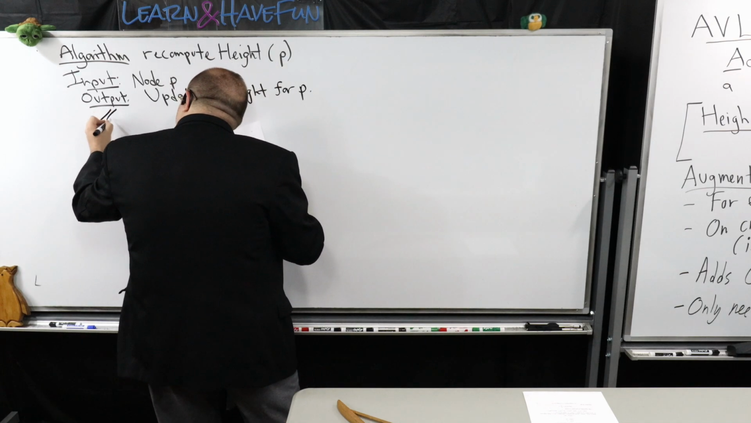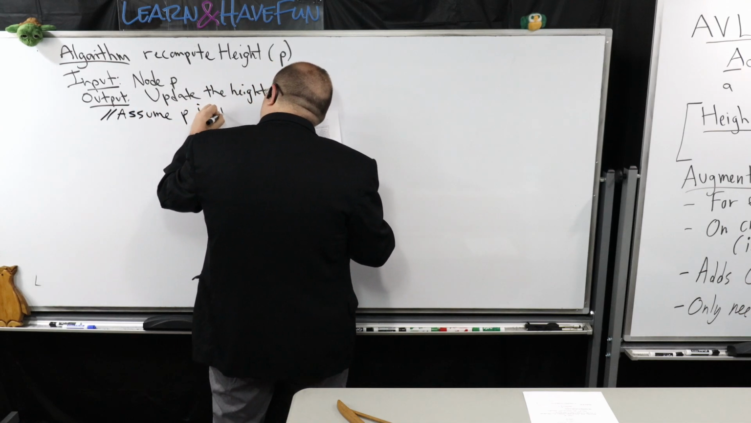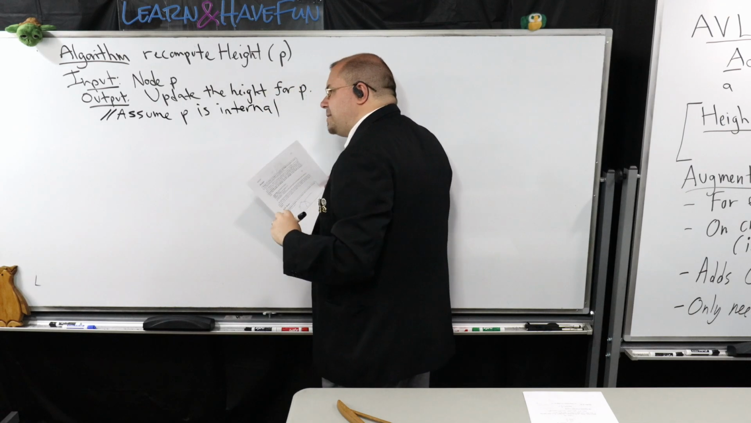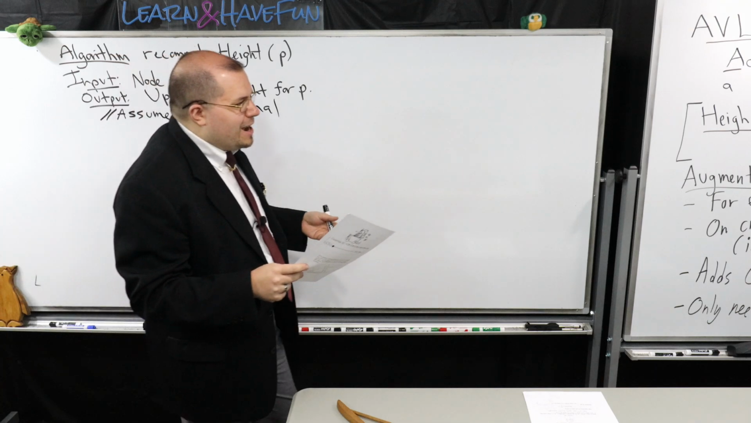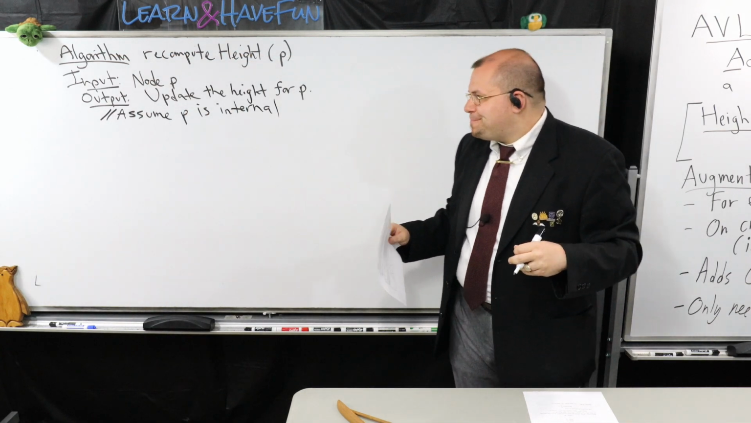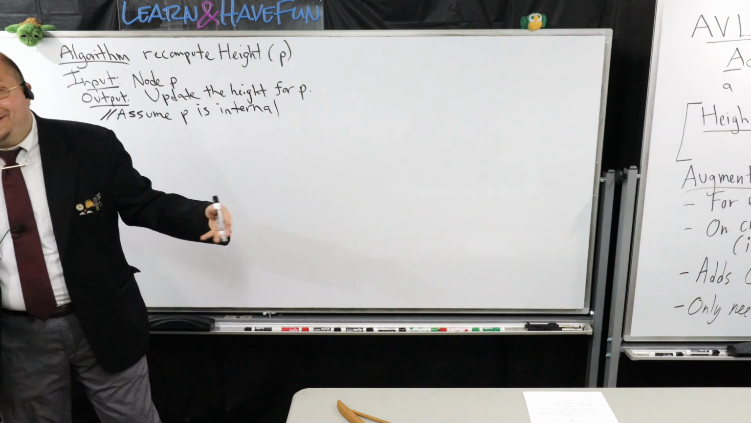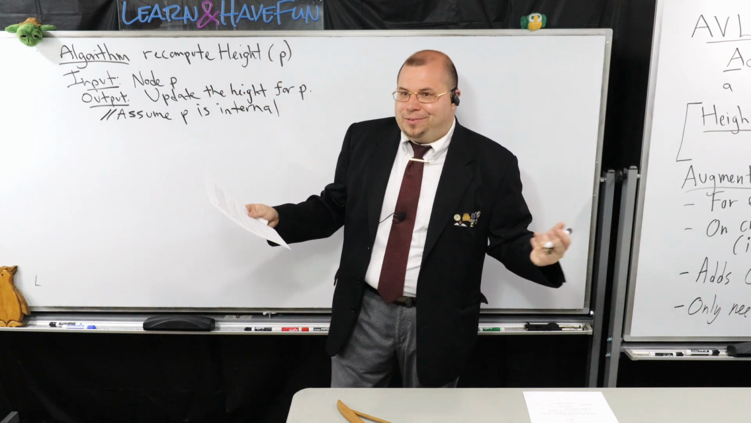I'm just going to remind you that this is going to assume P is internal, because we're never going to call this actually on a leaf node in any of our algorithms. Because what's the point of updating the height of a leaf node? The leaf height, remember, what's the height of a leaf node? It's 0. I don't ever need to update these. And our algorithms are going to be designed so you never have to.